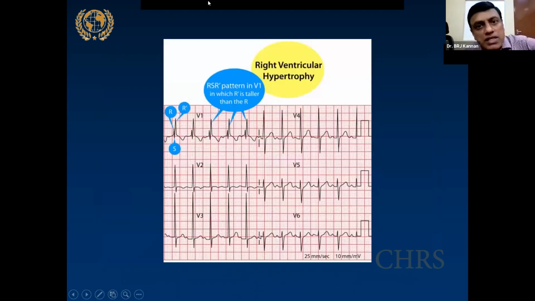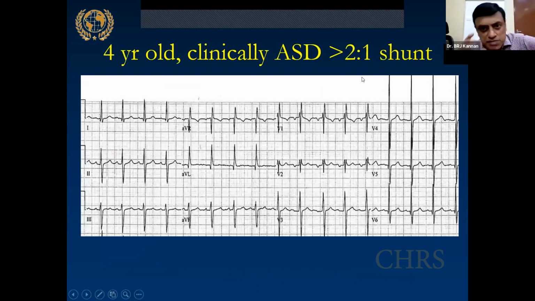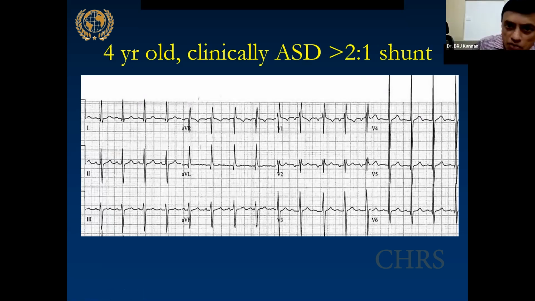A 4-year-old child, clinically ASD, more than 2:1 shunt. You have diagnosed clinically ASD. He has been referred to you for device closure, and you have taken the ECG. This is the ECG. What is abnormal in this ECG as compared to the previous ECG? Here the typical RS pattern is there. But there is a left axis deviation. Lead 1 is positive, aVF is negative.